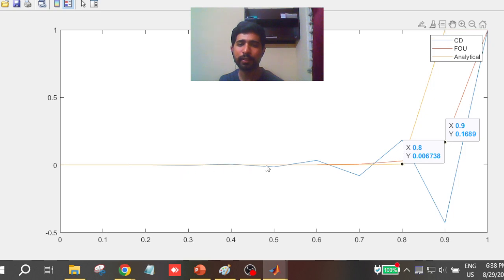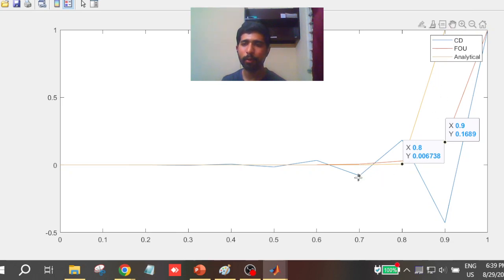It is directly going from 0 to 1 when x reaches 1. It's just a direct jump which is happening. Then you can see your red color curve, this one. I think my pointer is visible. This particular curve is your FOU. It is giving a bit closer result to the analytical one. At least the trend is okay, I would say, because you start from 0 and slowly exponentially increase to 1. So that trend you are getting.